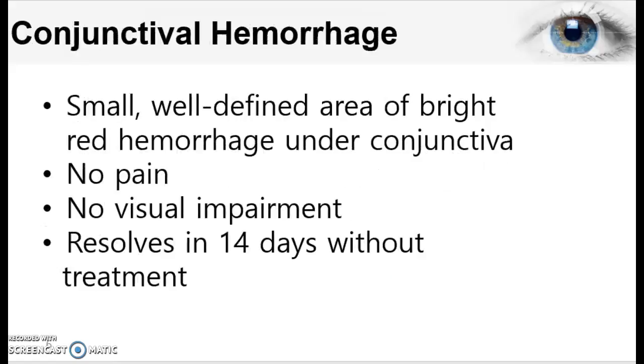lifestyle budget. In terms of hemorrhage in the conjunctiva, these will show up from time to time for different reasons, but you may see a small, well-defined area of bright red hemorrhage under the conjunctiva, and it will just look really bright red, and it looks horrible, and the patient's looking in their eye thinking, what in the world have I done?